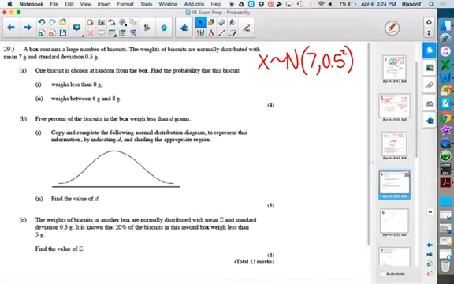And then it says here, the weights of biscuits in another box are normally distributed with mean mu and standard deviation 0.5 grams. It is known that 20% of the biscuits in the second box weigh less than 5 grams. Find the value of mu. Okay? So, I'm going to give you 13 minutes to give this one a shot. Do as much as you can with it. Alright? Go ahead.